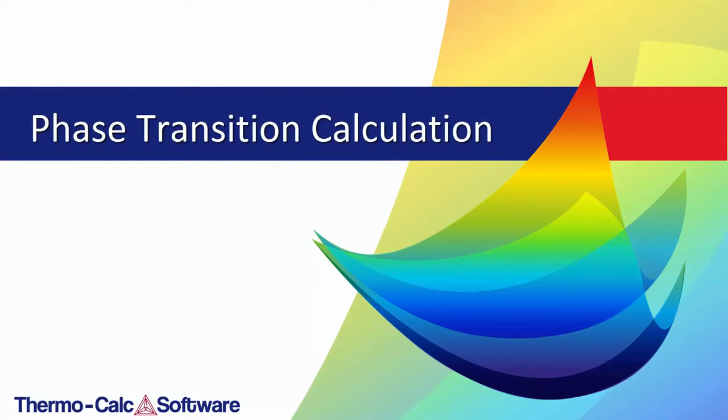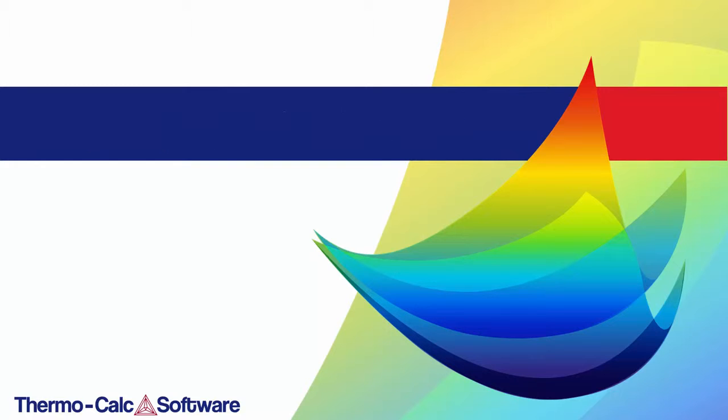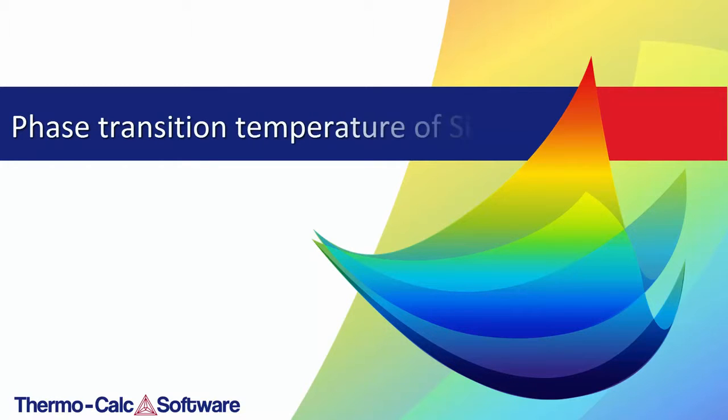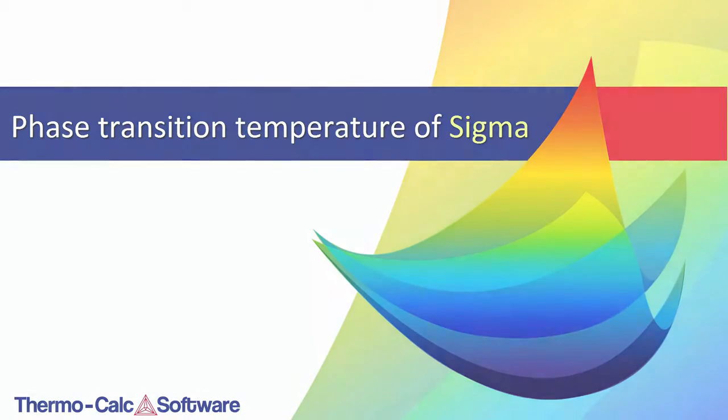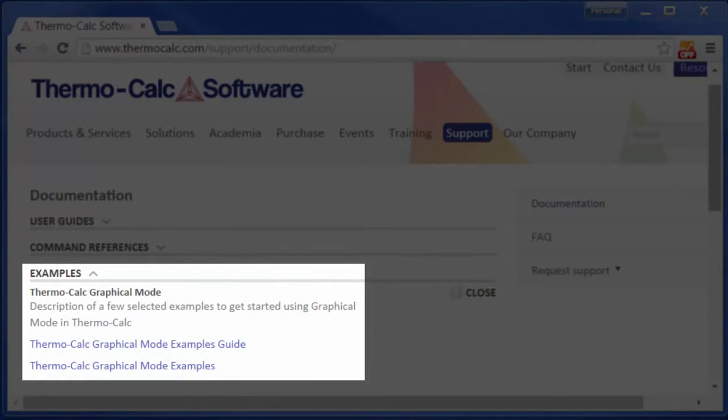This video will show you how to create a phase transition calculation using the property model calculator in the graphical mode of Thermo-Calc. In this example, we're interested in finding the phase transition temperature of sigma and how it changes with variations of material composition, as it is brittle and generally undesirable. The calculation is based on example number 10 of the examples listed on our website.